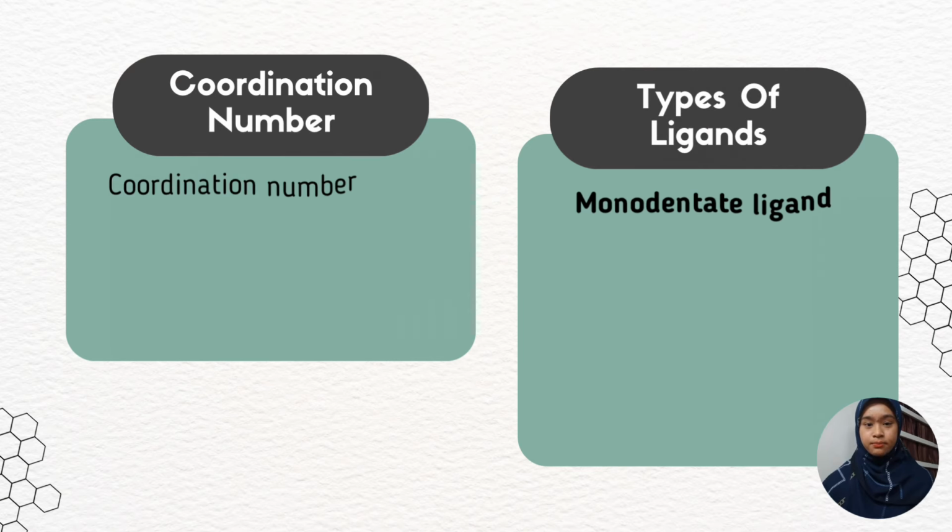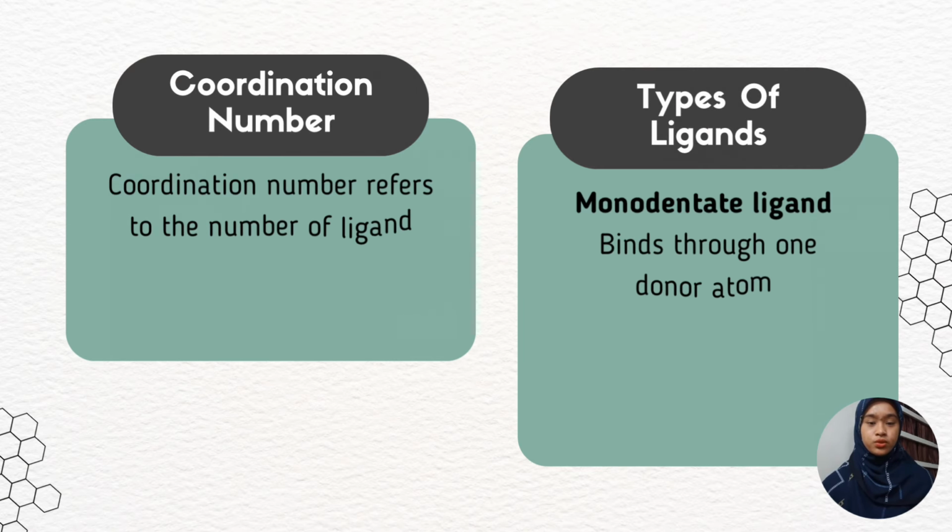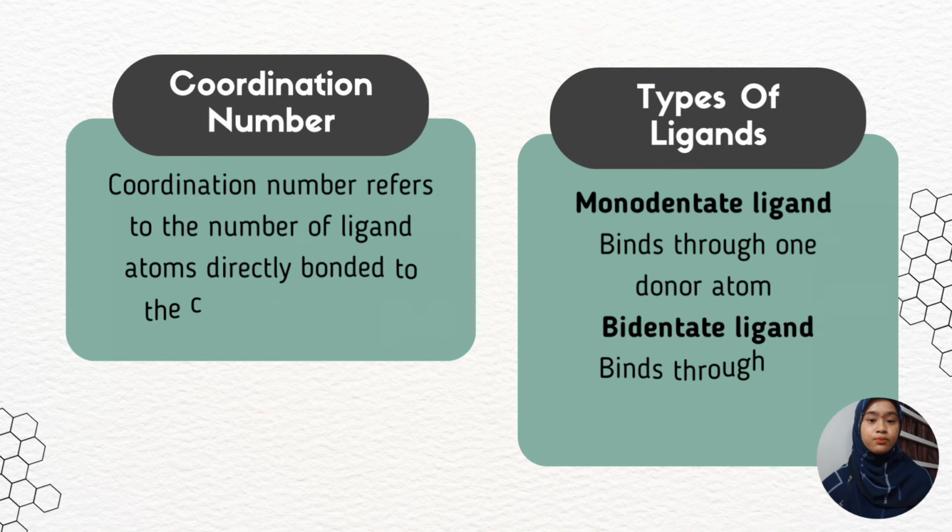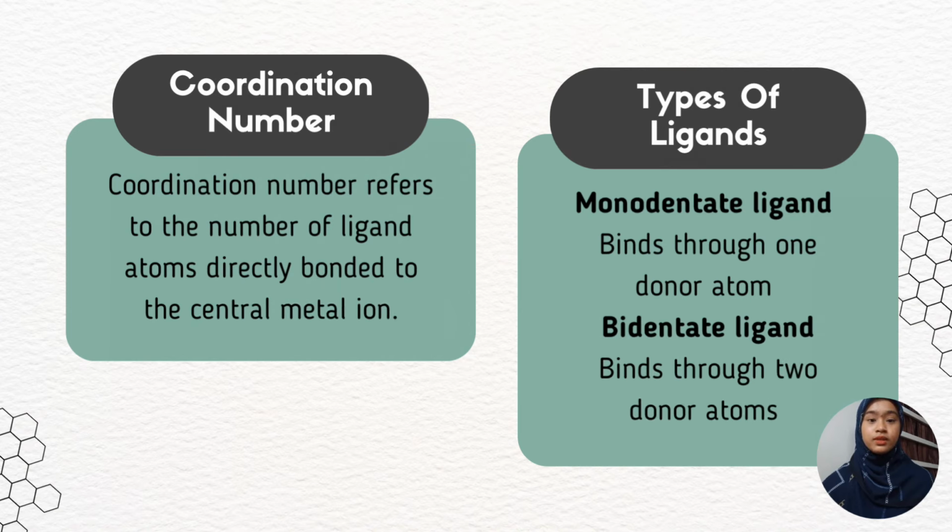Furthermore, coordination number. Coordination number refers to the number of ligand atoms directly bonded to the central metal ion. Then, ligands can also be classified by how many donor atoms they use to bind to the metal. Monodentate ligands like ammonia bind through a single donor atom, while bidentate ligands can bind through two donor atoms, forming a strong attachment to the metal.